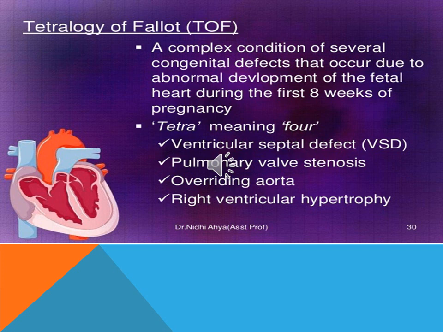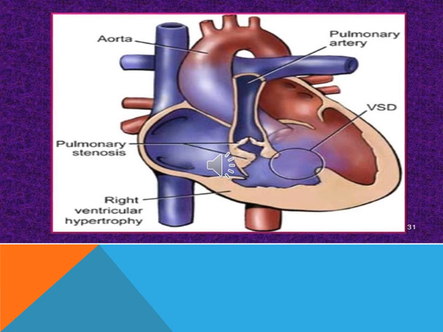So there are 4 abnormalities really in this condition. There is VSD, ventricular septal defect, overriding of aorta, pulmonary stenosis, and hypertrophy of the right ventricle. The diagram shows you exactly what's occurring in the Tetralogy of Fallot. This is the defect in the ventricular septum, VSD, between the two ventricles. There is pulmonary stenosis, and there is right ventricular hypertrophy.